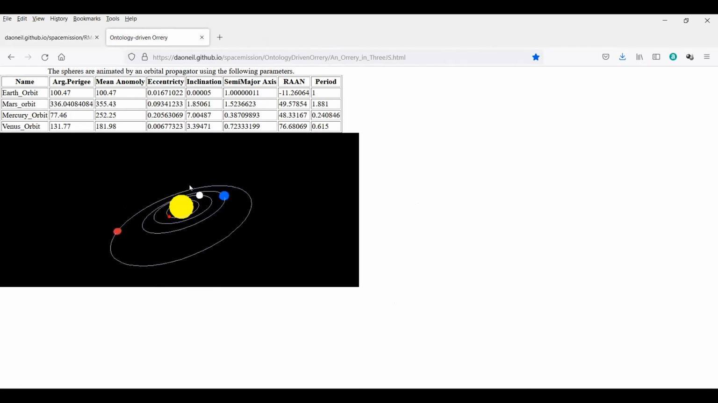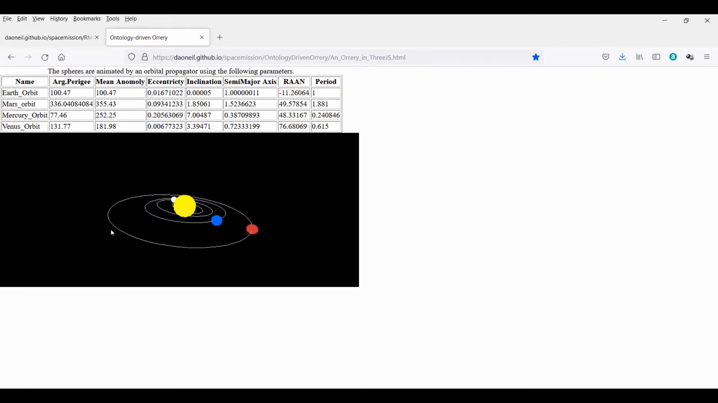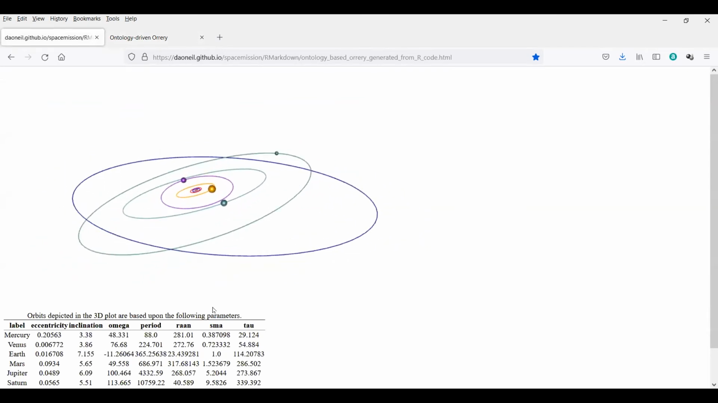Another diagrammatic interactive solar system, and likewise the work used the concepts encoded in the ontology for some of the orbital parameters of the planets' orbits, and output the particular values for each one of those in a table. Now moving back to the last slides.